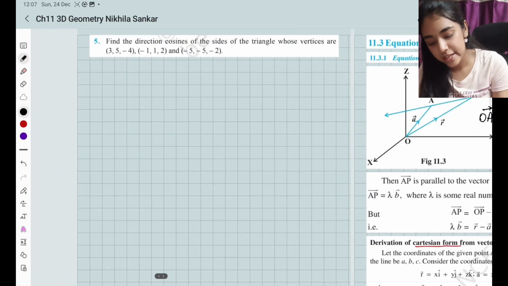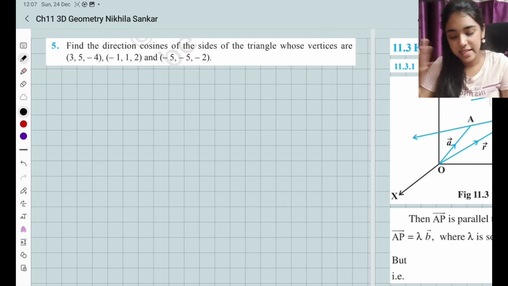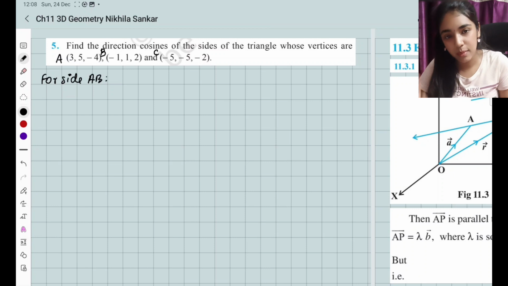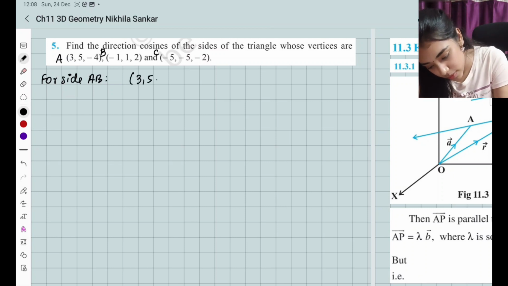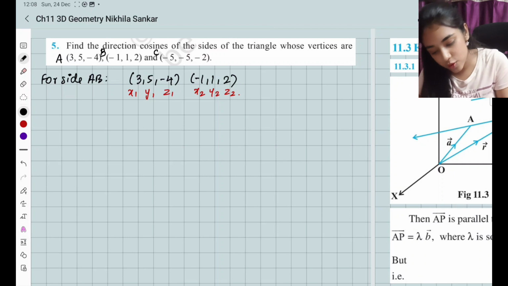Question number 5. Find the direction cosines of the sides of the triangle whose vertices are. மூணு sides ஓட vertices கொடுத்திருக்கா. So, இந்த இடத்துல first sides கண்டுபிடிக்கலாம். So, okay. So, this is going to be A, this is going to be B and this is going to be C. So, for side A, B, what are the direction cosines? இந்த மாதிரி A, B, B, C, C, A மூணுத்துக்குமே கண்டுபிடிக்கணும். So, for side A, B, the points are going to be 3, 5, minus 4, minus 1, 1 and 2. Okay. Now, I'm going to name the points x1, y1, z1, x2, y2, z2.